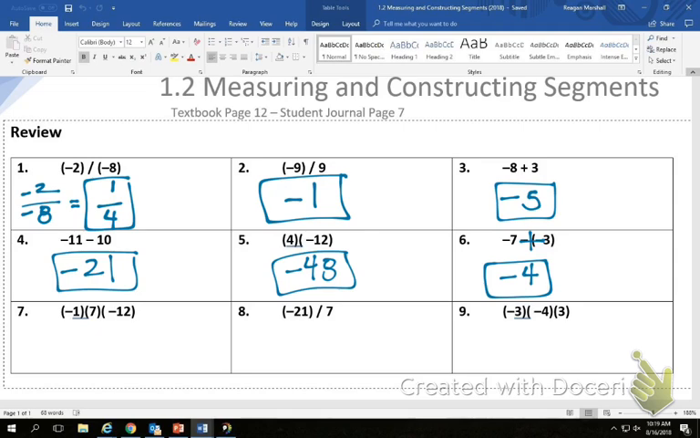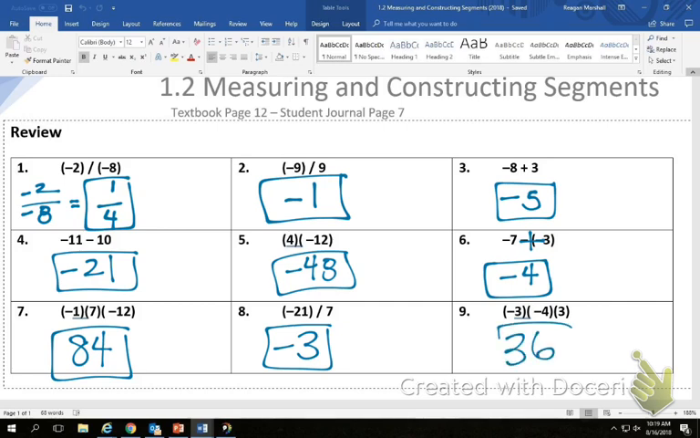And then -1 times 7 times -12. Positive 84. Because -1 times 7 is -7. -7 times -12 is positive 84. -21 divided by 7. -3 times -4 times 3. 36. Perfect.